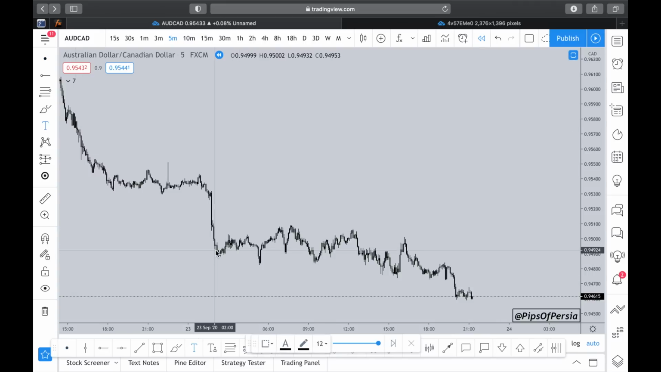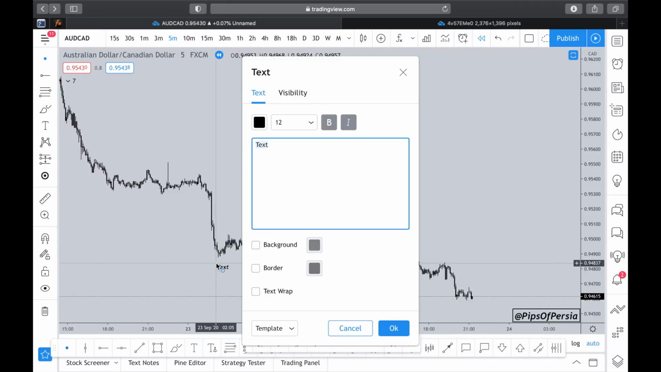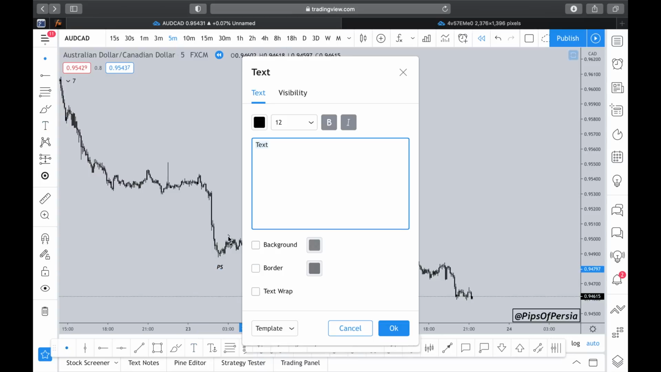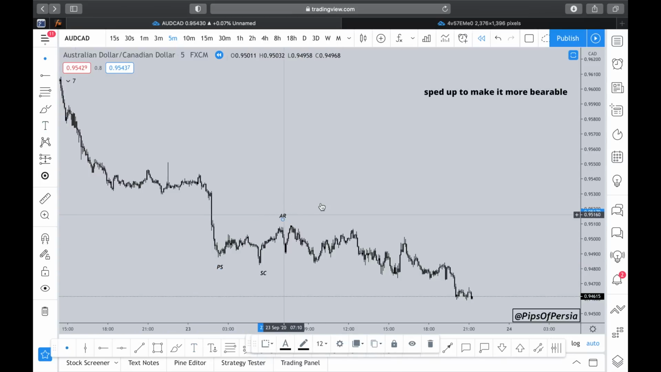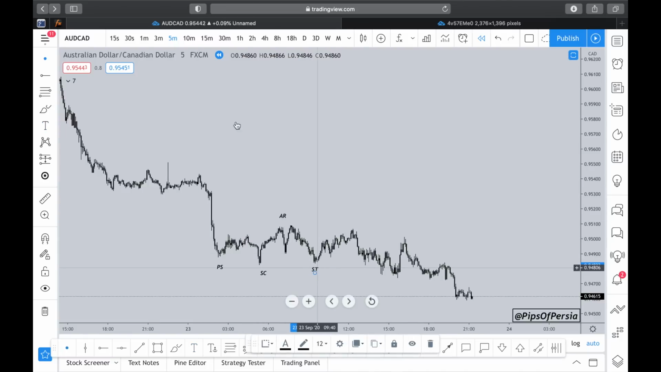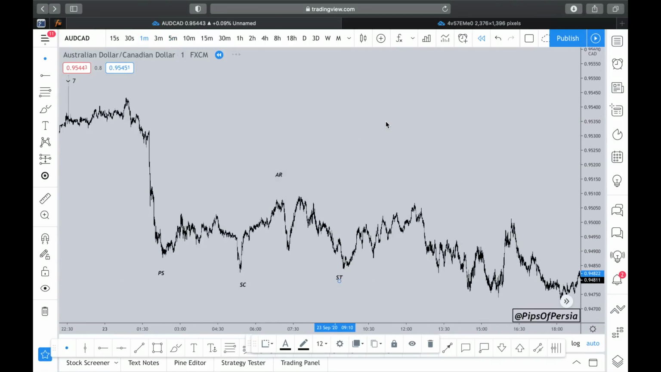Okay, so this from a redistribution perspective would be marked up as preliminary support. This would be your selling climax, automatic rally, and this over here could be your secondary test. Zoom into the 1 minute so you can see the creek a little bit easier.